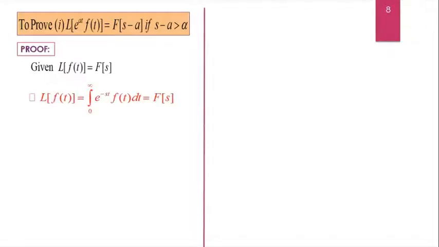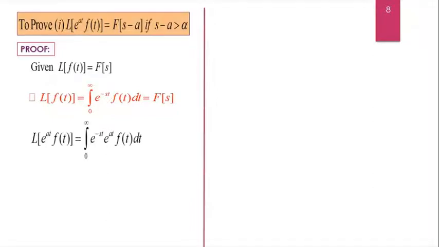So now let us move into proving the first property. Laplace of e power at f of t is equal to F of s minus a if s minus a is greater than alpha. Since it is given Laplace of f of t is equal to capital F of s, and we know the definition of Laplace of f of t is equal to integral 0 to infinity e power minus st f of t dt, which is also represented as capital F of s.